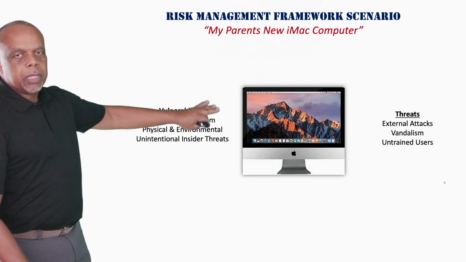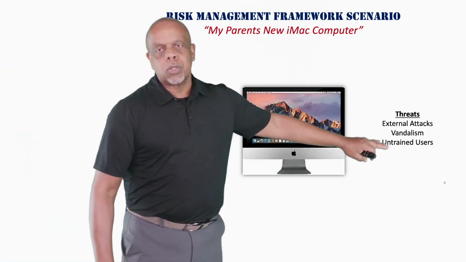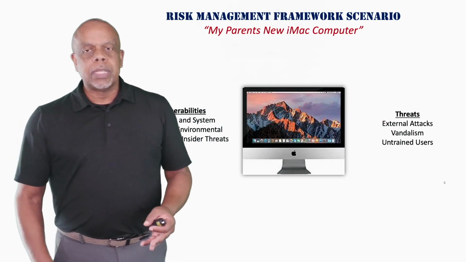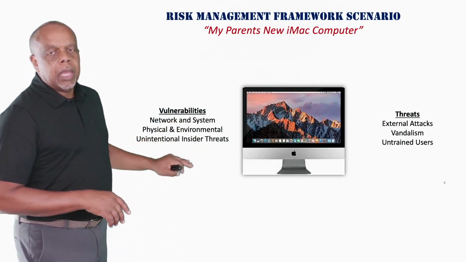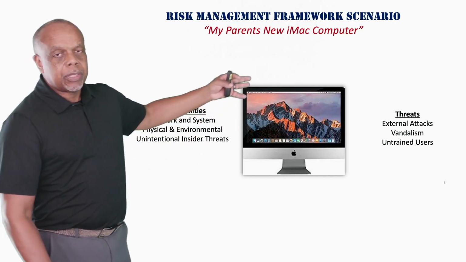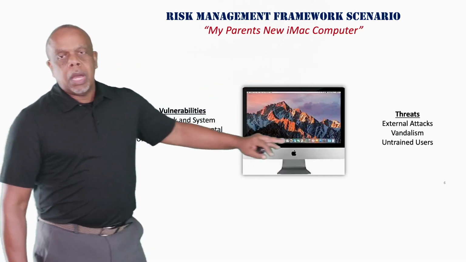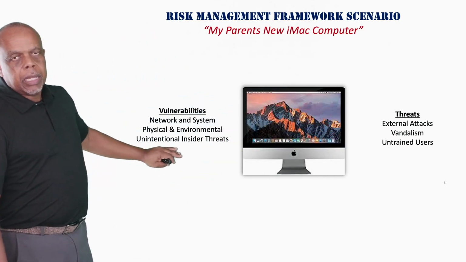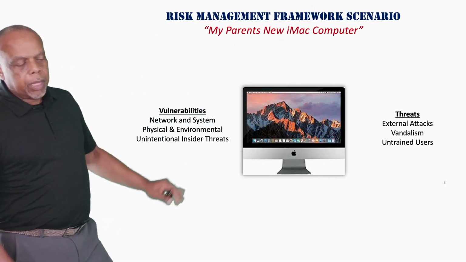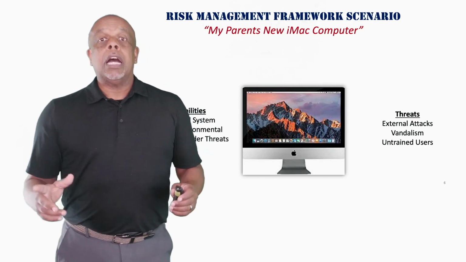So here are the vulnerabilities. Now let's look at some of the threats. We have external threats. What types of external threats could there be? It could be, here again, someone trying to hack into their system. Vandalism, someone breaks into their house and could steal this computer. Untrained users, that's a threat, like we just talked about with my parents, and that could exploit and make them an insider threat, but unintentional.